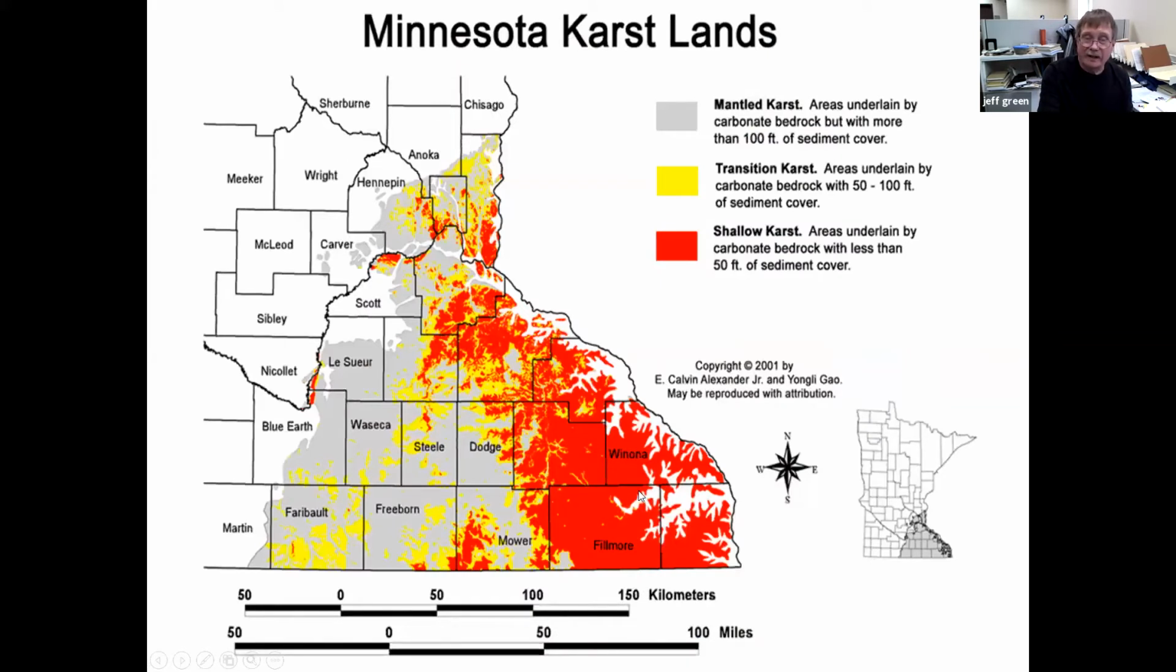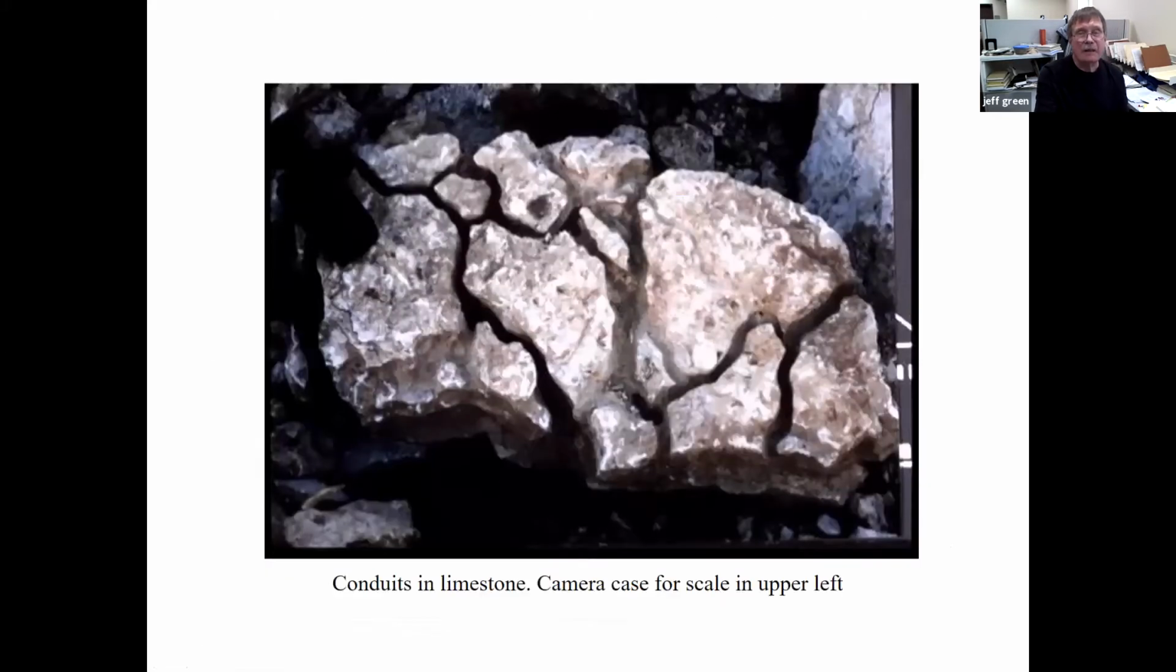And where we have shallow unconsolidated materials above these carbonate rocks, that's where we get our shallow karst or our active karst. As you go west, you still have karsted bedrock, but it's covered under a couple hundred feet of glacial material. And in karst, our groundwater is really focused on going through what we call conduits.